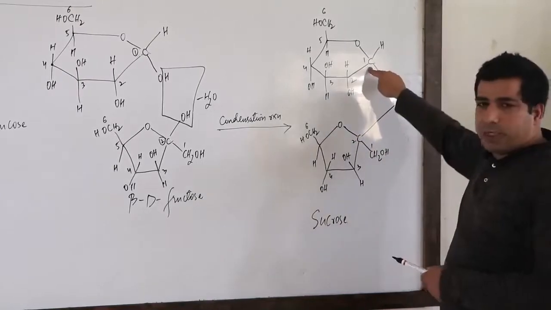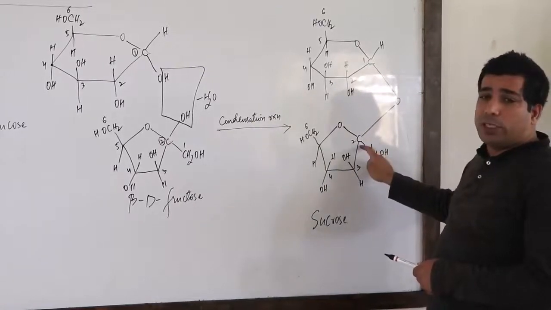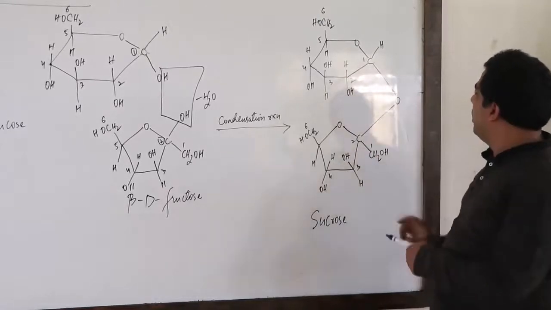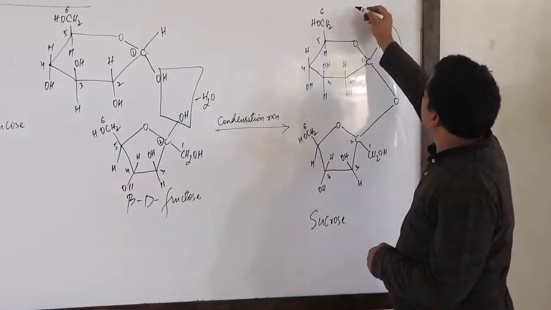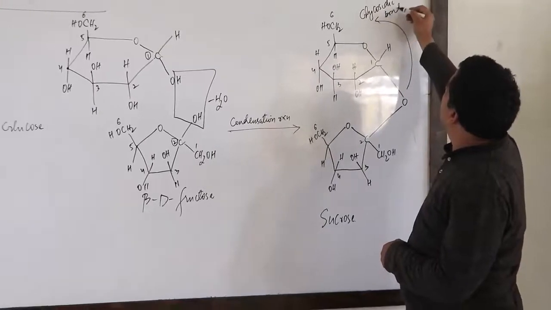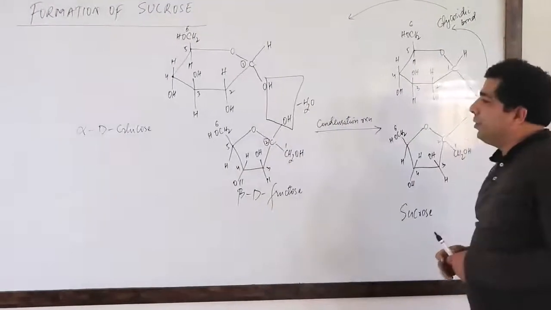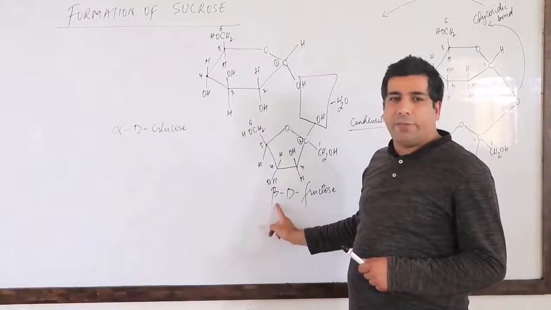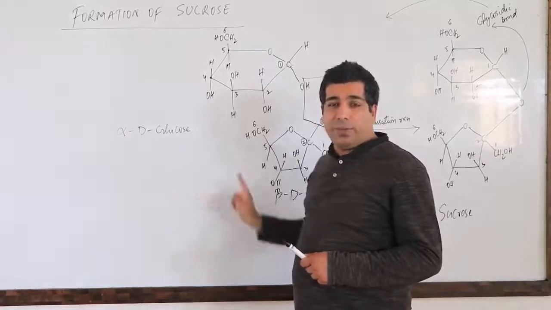First carbon of glucose is an anomeric carbon, and the second carbon of fructose is also an anomeric carbon. So this bond is formed between anomeric carbons, and we have a C-O-C bond. I will call this bond now a glycosidic bond. It is between alpha and beta, not between alpha and alpha or beta and beta. This bond is formed between alpha glucose and beta fructose.